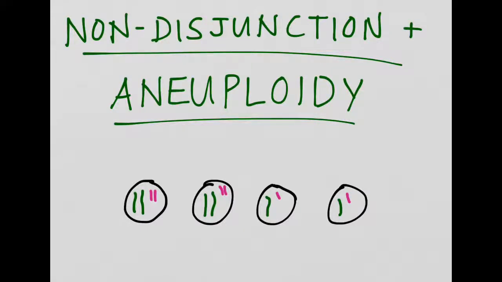In this screencast, we are going to talk about something called non-disjunction, which is related to something called aneuploidy. And all of this is related to meiosis and issues that can occur within it. So let's first take a step back and talk about ploidy.